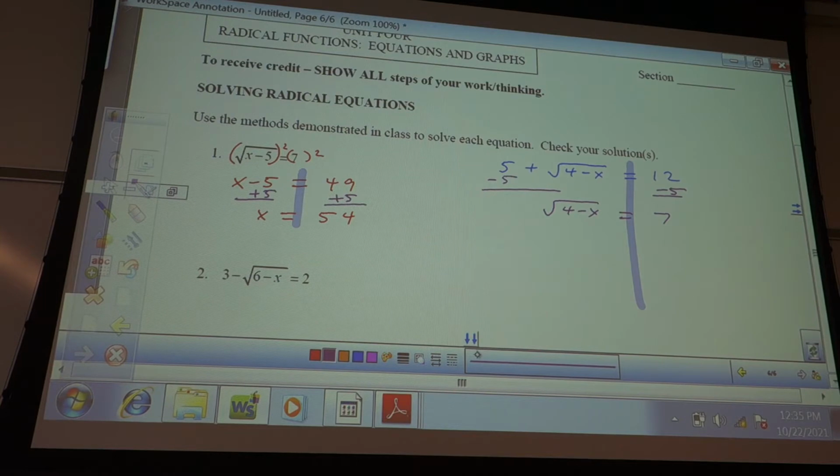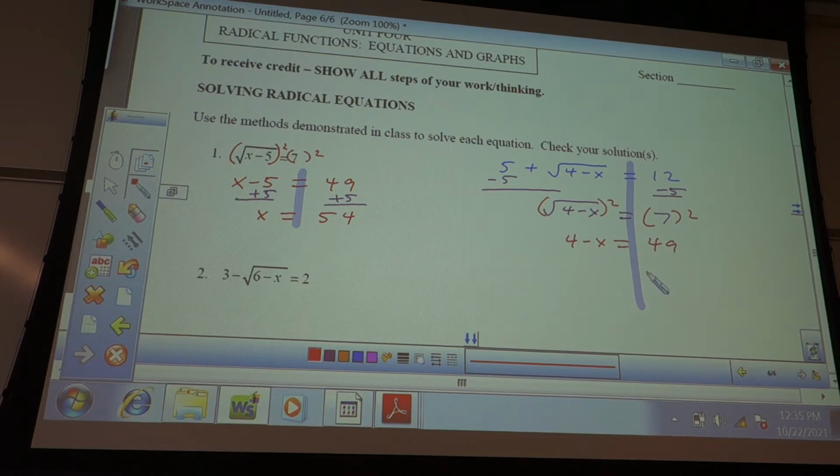Oh, I've got 7 again. Whoops. Now I have the radical by itself. I can square both sides. Squared. Squared. What do we get? 4 minus x equals 49.